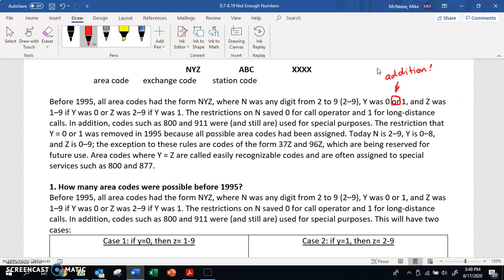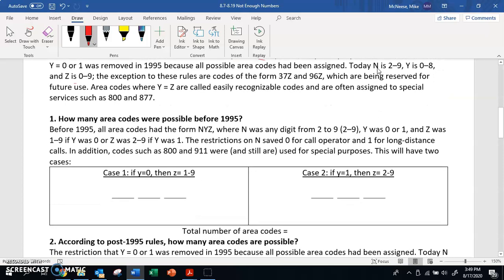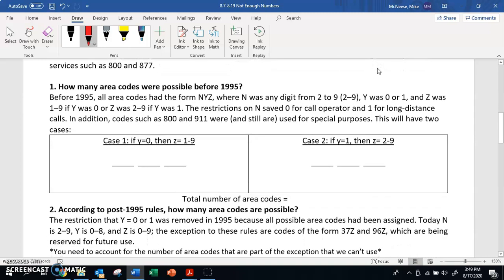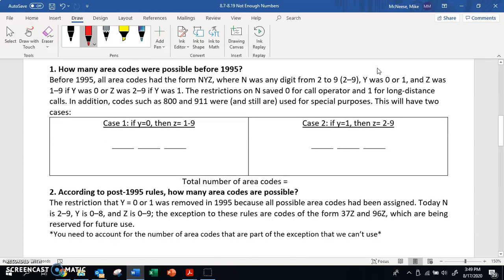So it says N was any digit from 2 to 9, Y was 0 or 1, and Z was 1 through 9 if Y was 0, or Z was 2 through 9 if Y was 1. The restrictions on N save 0 for call operator and 1 for long distance calls. In addition, codes such as 800 and 911 were and still are used for special purposes. The restriction that Y equals 0 or 1 was removed in 1995 because all possible area codes have been assigned. Today, N is 2 through 9, Y is 0 through 8, and Z is 0 through 9. The exception to these rules are the codes for 37Z and 96Z, which are being reserved for future use. Area codes where Y equals Z are called easily recognizable codes and are often assigned to special services, such as 800 and 877. Question 1, how many area codes were possible before 1995?